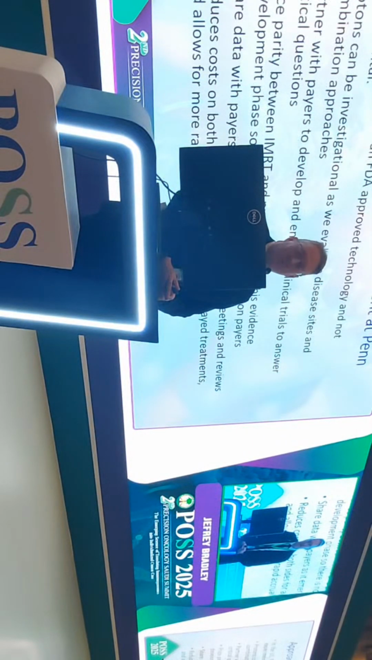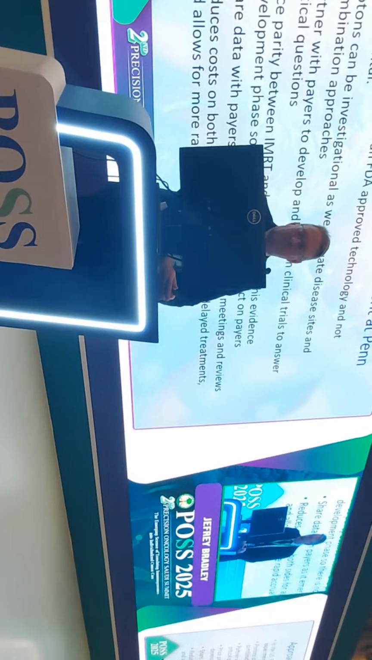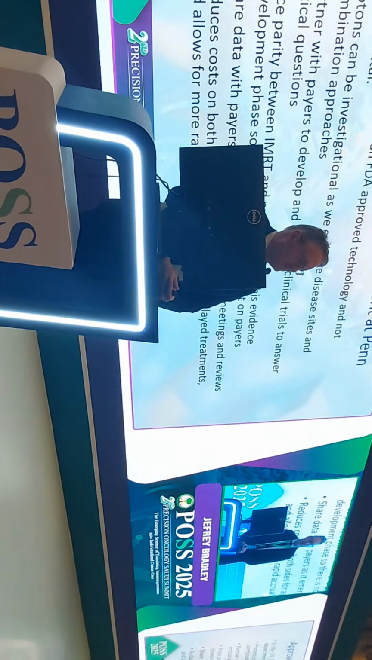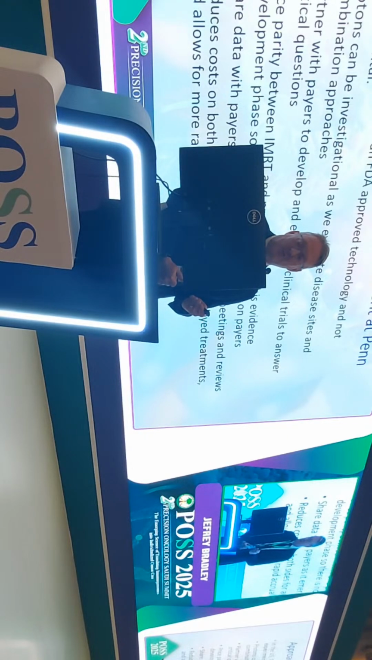We share data with our payers at annual meetings and reviews, and it reduces costs on our part in terms of insurance appeals, reduces the delay in treatment, and allows more rapid access to our trials.